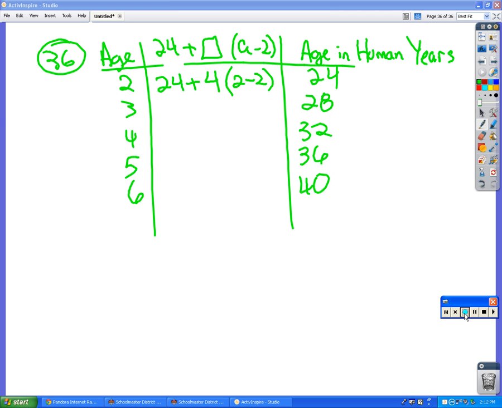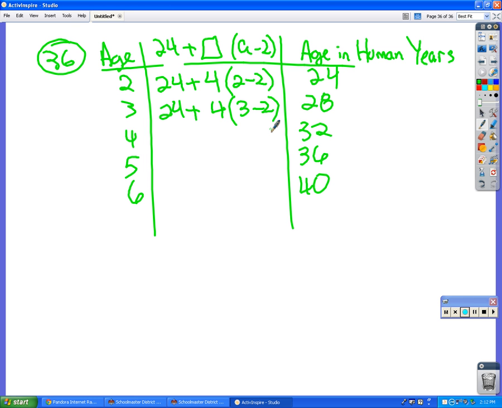Okay, so the next one we would go 24 plus 4 times, now their age is 3, so it's 3 minus 2, and that will give us 28.